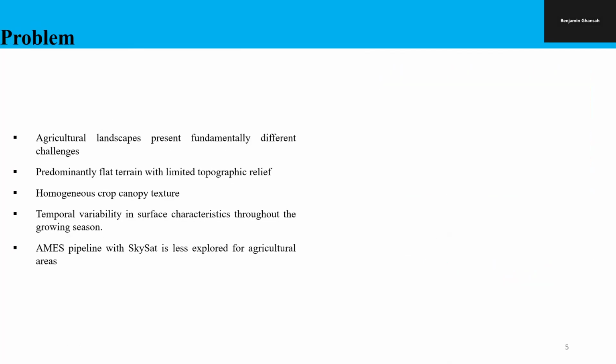However, the problem here is that the agricultural landscape is fundamentally different and presents different challenges. The flat terrain with limited topographic relief makes it challenging, as well as the homogeneous nature of crops, their texture, and the temporal variability that characterizes agricultural landscapes. In most cases, NASA's generic AIMS pipeline has not been explored for agricultural areas.